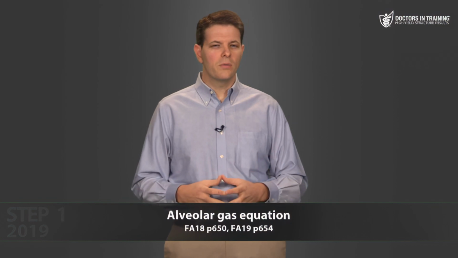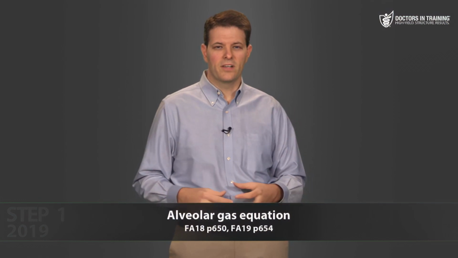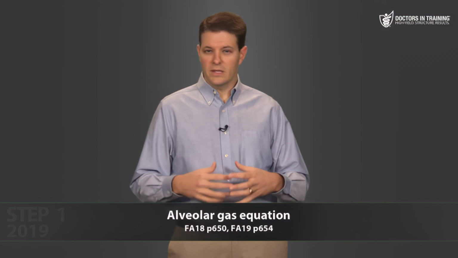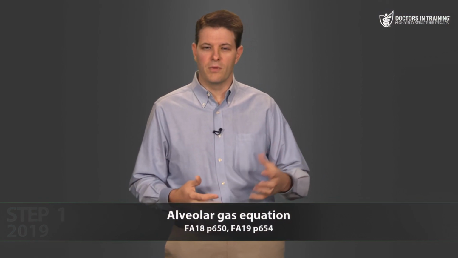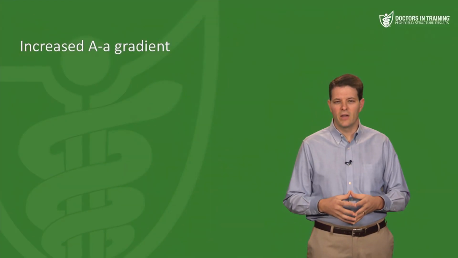The AA gradient is normally a pretty small number, around 10 to 15. That's the difference between the oxygen content in the alveoli and the oxygen content in the blood. Under normal circumstances, the oxygen should readily diffuse from the alveoli into the arterioles, so there really shouldn't be much gradient at all. So the AA gradient is a low number. If the gradient is very large, that means there's a problem with that gas exchange. So what kinds of things will give you an increased AA gradient?